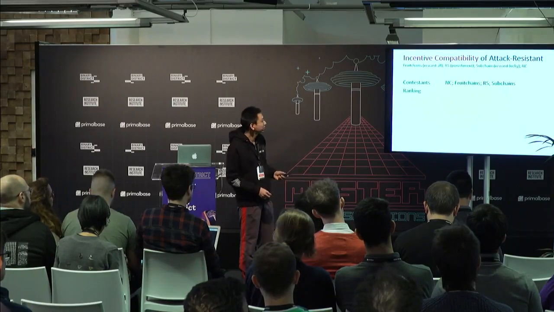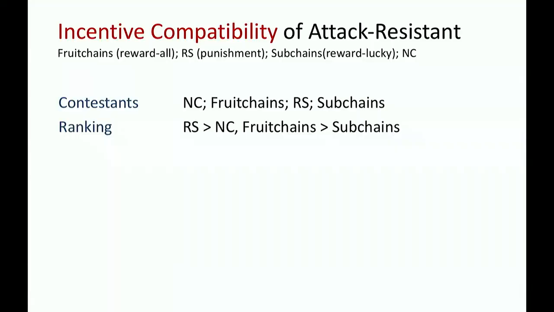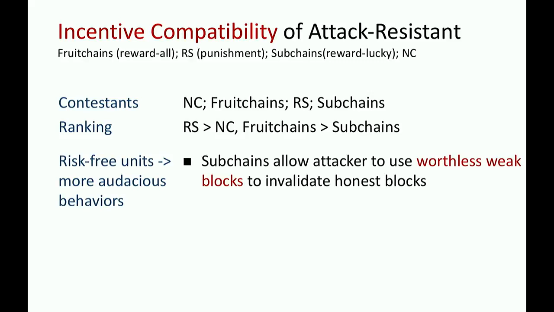It's a reward splitting protocol, because punishment is always the most effective way to incentivize correct behavior. And subchains perform the worst. Why do subchains perform the worst? Fruit chains are sometimes better than Nakamoto consensus, sometimes worse. So why is that? Because subchains allow the attacker to use worthless weak blocks to invalidate honest blocks.